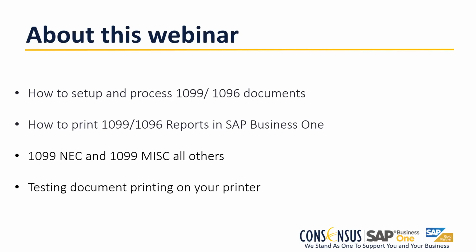And of course, then we go into the testing, the document printing, making sure that everything is aligned when printing on the forms. As we know, this is a very unique setting per customer, because we all have different printers and different needs, and we just want to make sure that everything prints properly on your printer. Okay, so that's what we're going to be reviewing on this webinar.